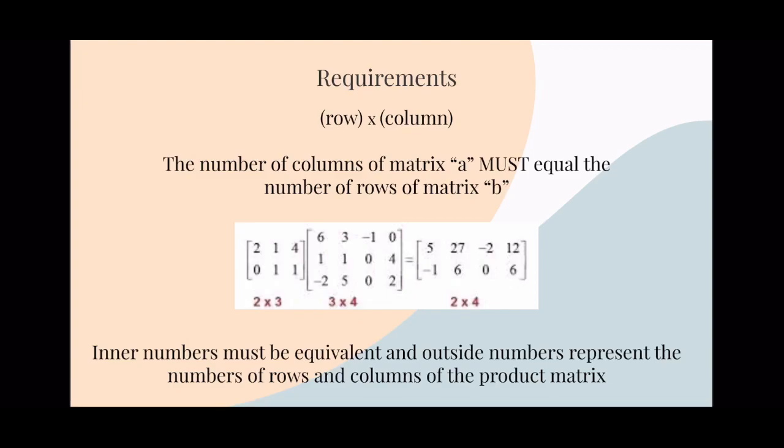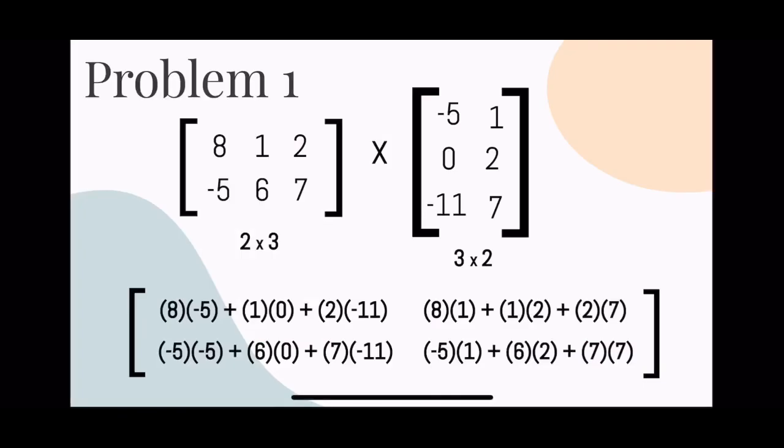Now, onto the first problem. As you can see, the first matrix is a 2 by 3 and the second matrix is a 3 by 2. The inner numbers are the same, therefore making it valid. From this information, you can also conclude that the product would be a 2 by 2 matrix.